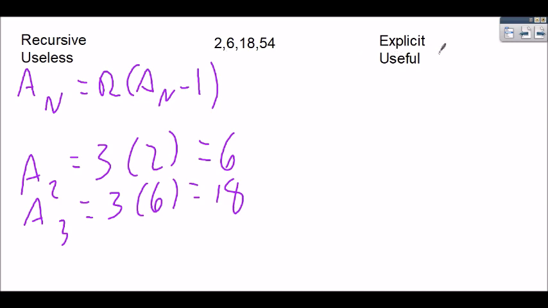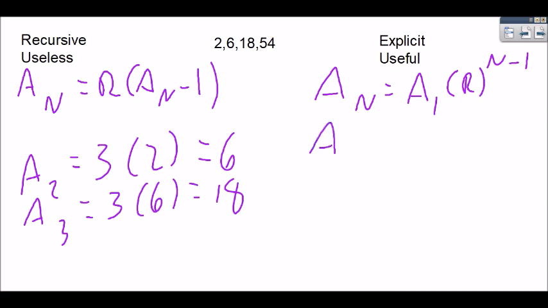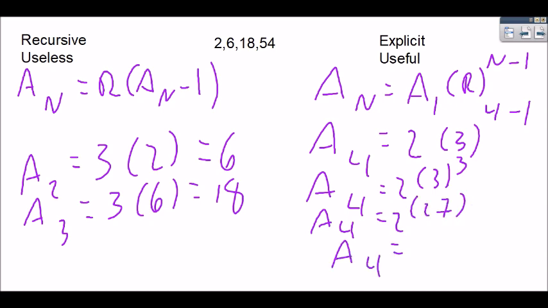Explicit form, this is our equation. This means every term is equal to the first term times the rate to the power of the term we're interested in minus 1. So let's say we're interested in this fourth term. So we would say A sub 4 is equal to a1. Our first term is 2. Our rate is 3. And we care about the fourth term. The fourth term is 54.